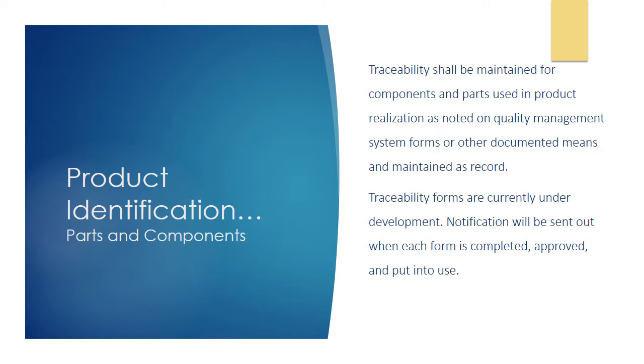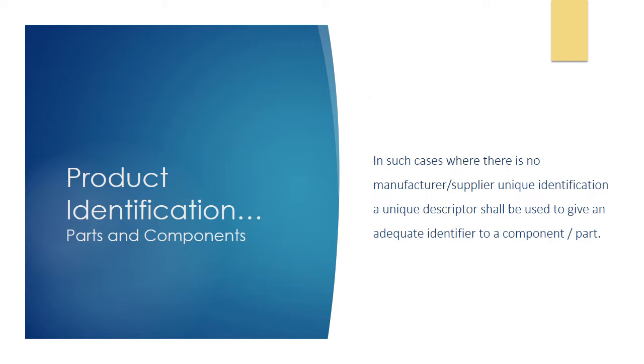Traceability shall be maintained for components and parts used in product realization as noted on quality management system forms or other documented means and maintained as record. Traceability forms are currently under development. Notification will be sent out when each form is completed, approved, and put into use. In such cases where there is no manufacturer or supplier unique identification, a unique descriptor shall be used to give an adequate identifier to a component or part.